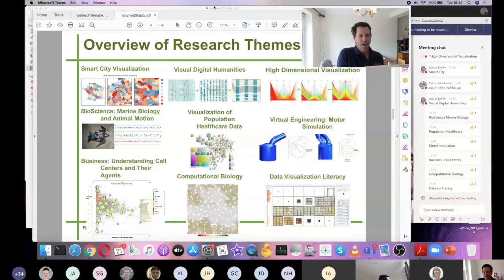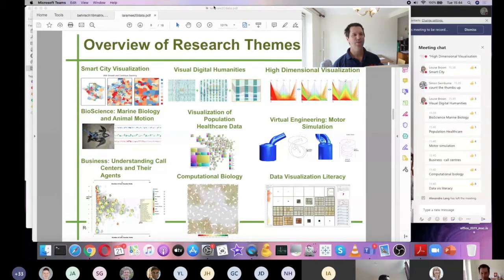Then the next one is high-dimensional visualization. This is more generic, what you might call basic research. So how do you visualize data that has 10 dimensions or 20 dimensions? And what happens when the size of that data set is millions of records, for example? That's a generic basic research technique.